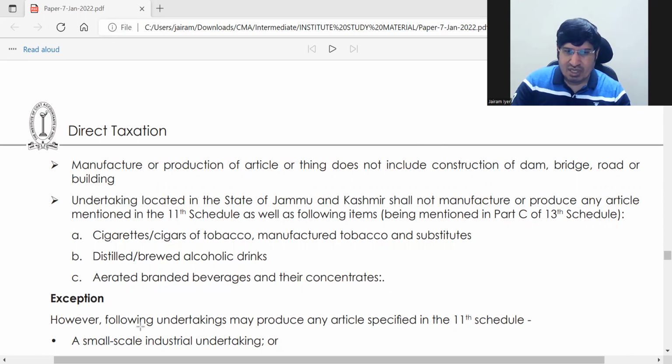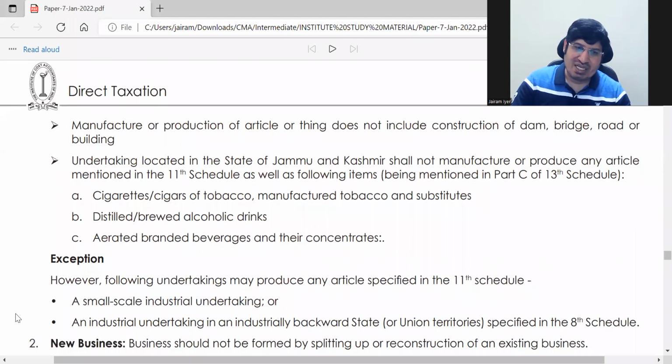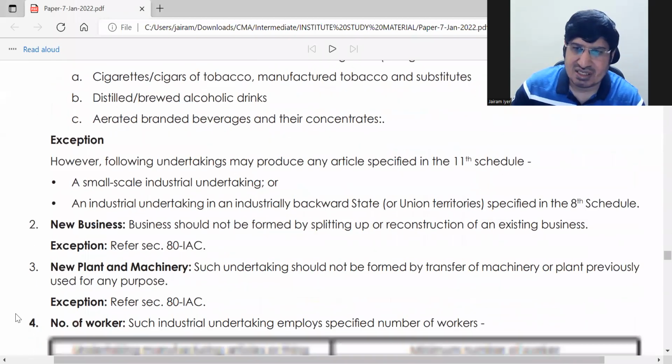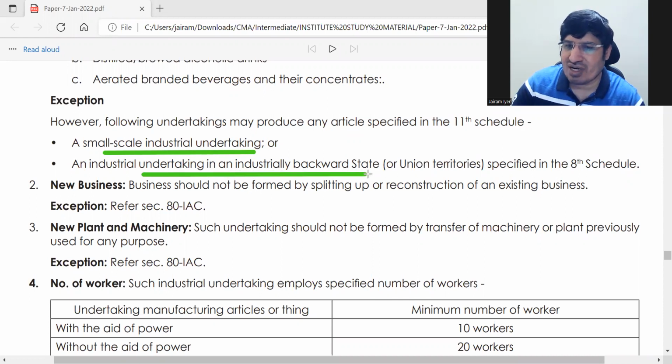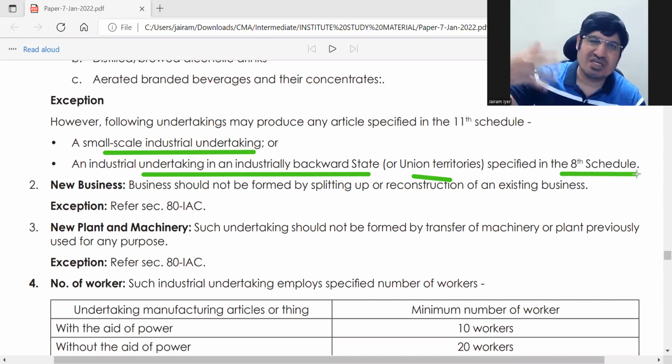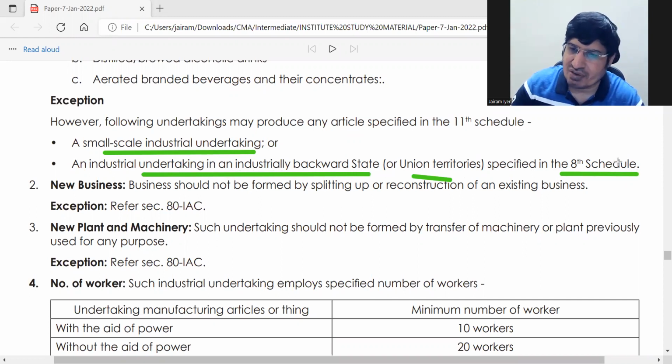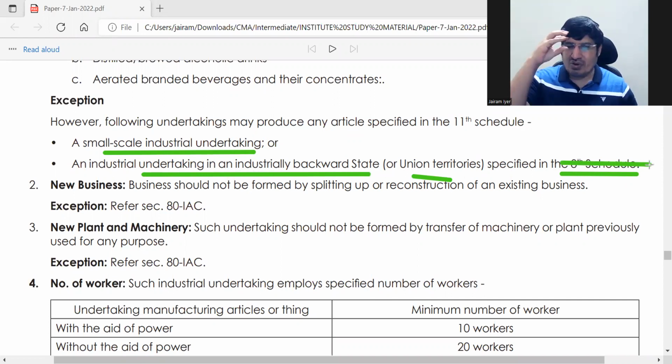However, the following undertakings may produce any article specified in the 11th schedule. 11th schedule items should not be prepared, but there is an exception for two types of industries who can manufacture 11th schedule items: one is a small scale industrial undertaking, and the other is an industrial undertaking in an industrially backward state or union territory. Such a list is there in the 8th schedule. You don't need to remember so many schedules. You just need to know the gist here.